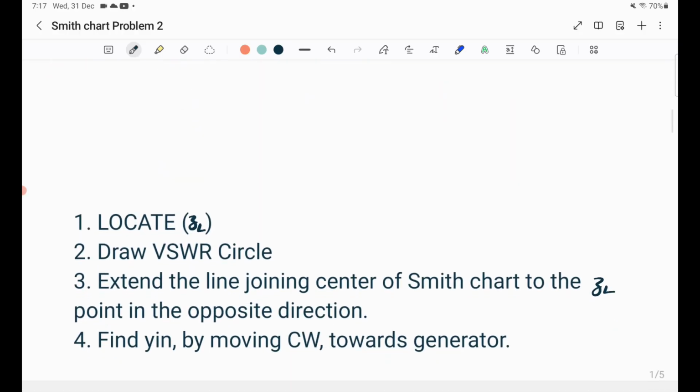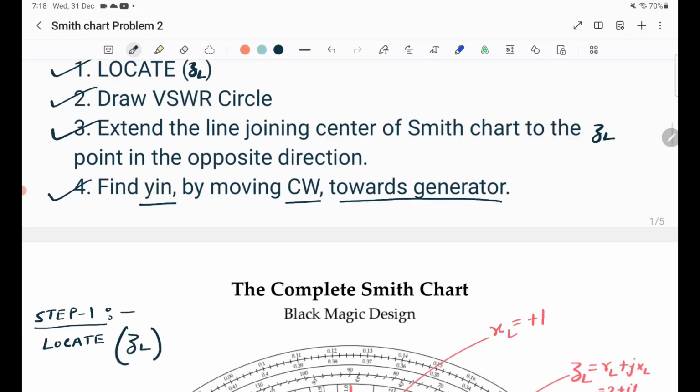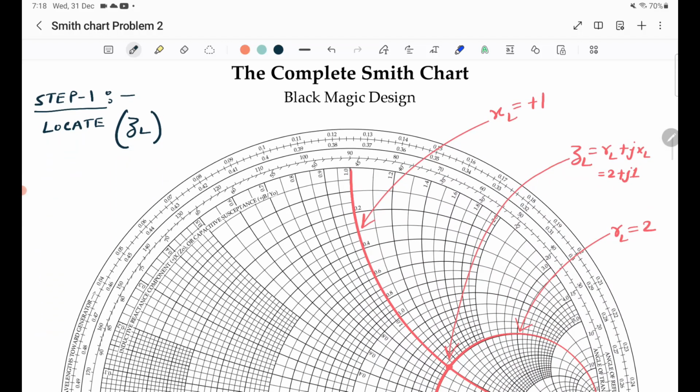Now in order to find the normalized input admittance, you need to follow 4 simple steps. Step number 1 is locate ZL in the Smith chart, step 2 is draw the VSWR circle, step 3 is extend the line joining the center of the Smith chart to the ZL point in the opposite direction, and step number 4 is find YIN, the input admittance, by moving in the clockwise direction, that is towards the generator. Okay, now let's do it one by one.